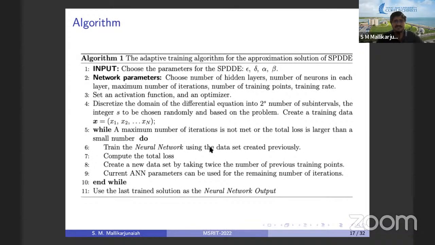The overall algorithm is this. The first line is input. You choose the parameters for your differential equation, means epsilon, delta, alpha, beta. And you also choose the network parameters, means you choose the number of hidden layers.